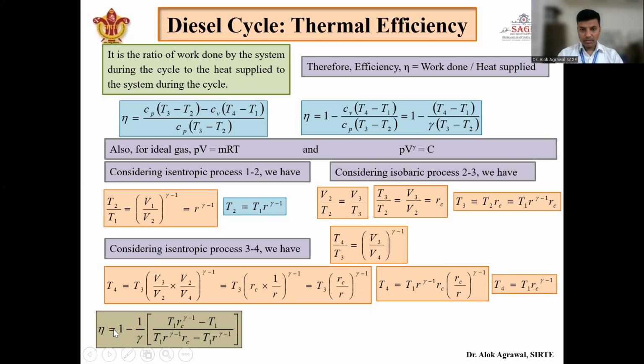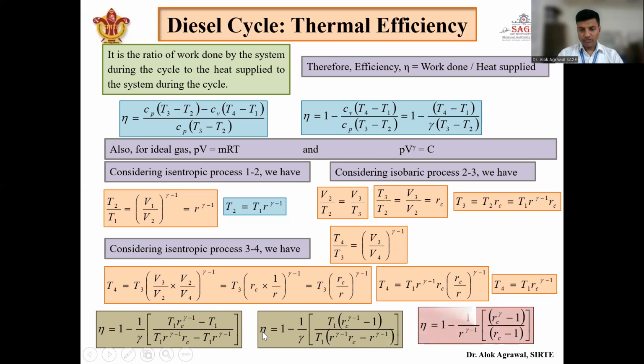Now we can substitute all the values of T2, T3 and T4 in terms of T1 in this equation, and when we solve this we will get the efficiency of the diesel engine as 1 minus 1 on r to the power gamma minus 1, and so on. Now you can see that the first part of this derivation is similar to that of the efficiency of the Otto cycle, and we get some extra terms here. So we can say that the efficiency of the diesel engine depends not only on the compression ratio but also on the cutoff ratio.